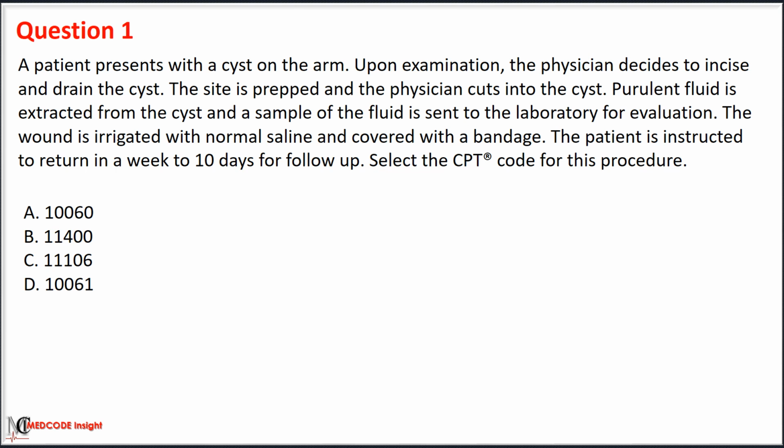Our first question is: a patient presents with a cyst on the arm. Upon examination, the physician decides to incise and drain the cyst. The site is prepped and the physician cuts into the cyst. Purulent fluid is extracted from the cyst and a sample of the fluid is sent to the laboratory for evaluation. The wound is irrigated with normal saline and covered with a bandage. The patient is instructed to return in a week to 10 days for follow up. Select the CPT code for the procedure.